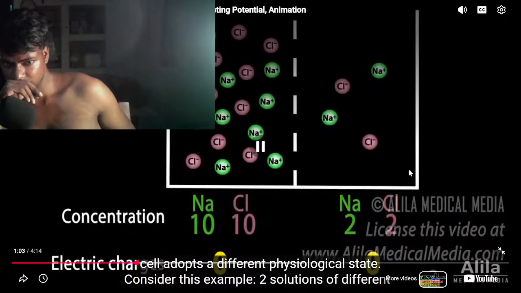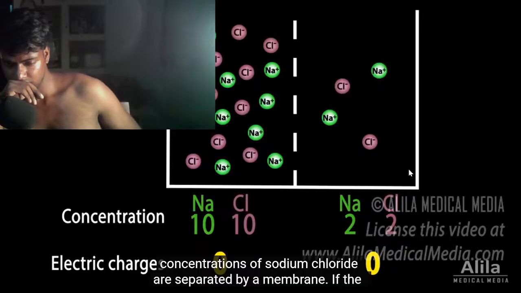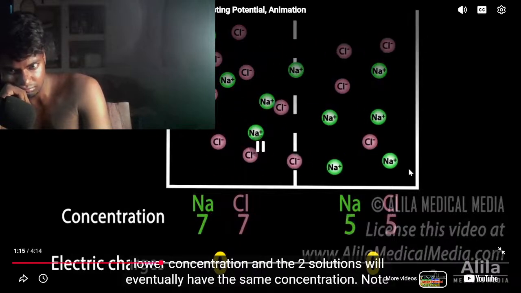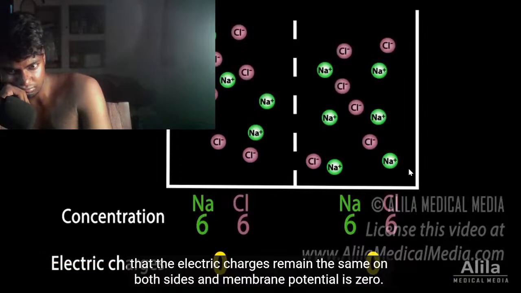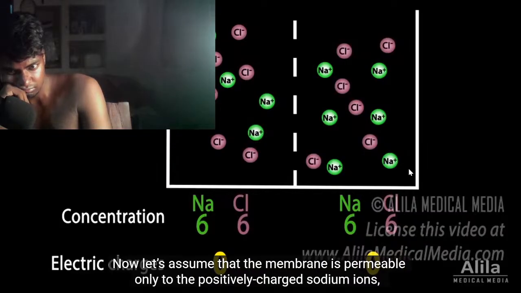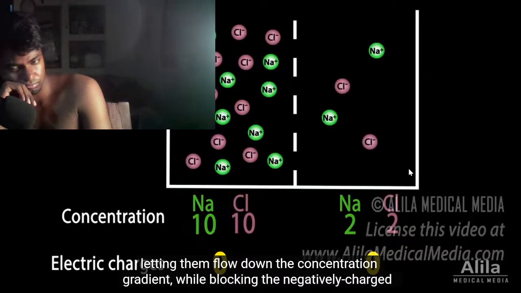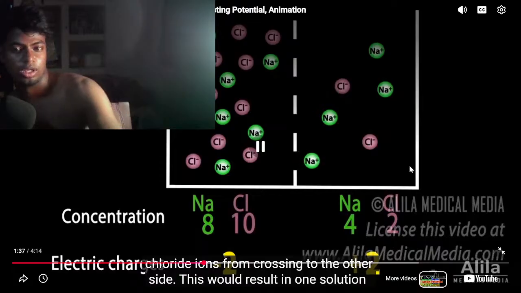Consider this example. Two solutions of different concentrations of sodium chloride are separated by a membrane. If the membrane is equally permeable to both sodium and chloride, both ions will diffuse from higher to lower concentration, and the two solutions will eventually have the same concentration. Note that the electric charges remain the same on both sides and membrane potential is zero. Now let's assume that the membrane is permeable only to the positively charged sodium ions, letting them flow down the concentration gradient while blocking the negatively charged chloride ions from crossing to the other side.